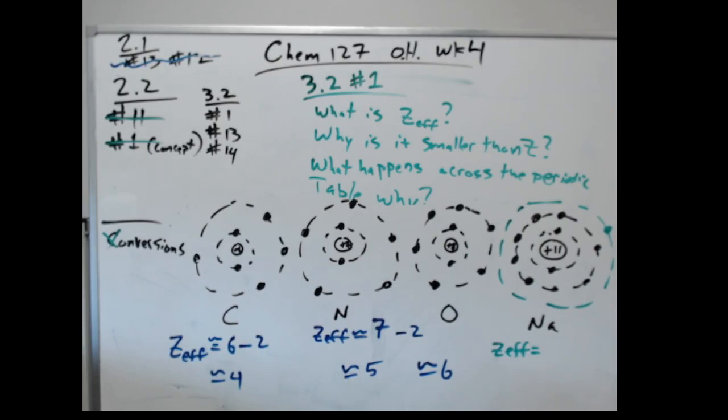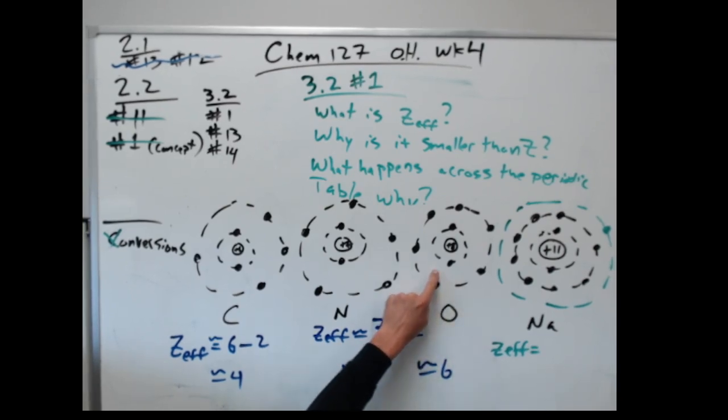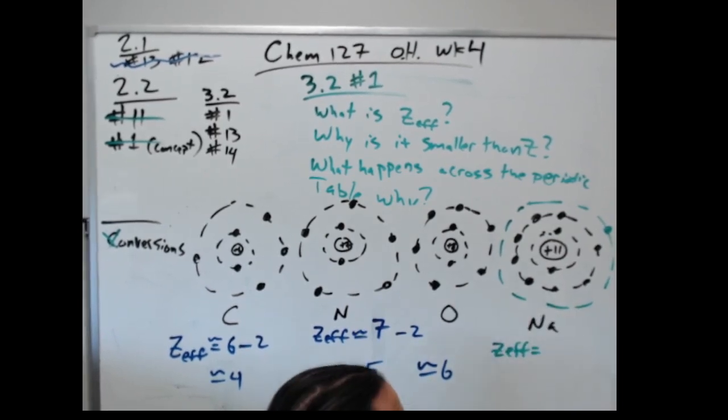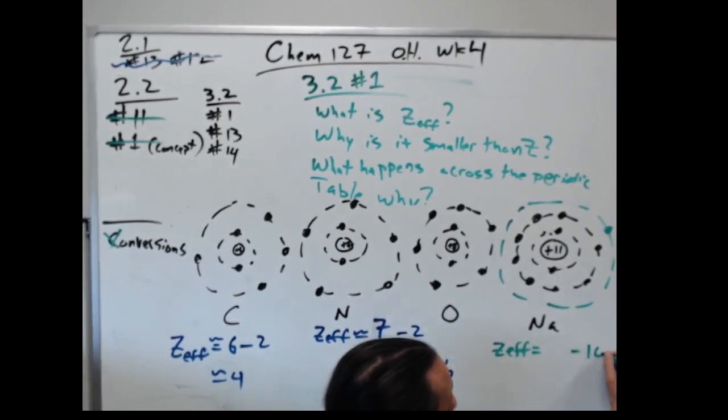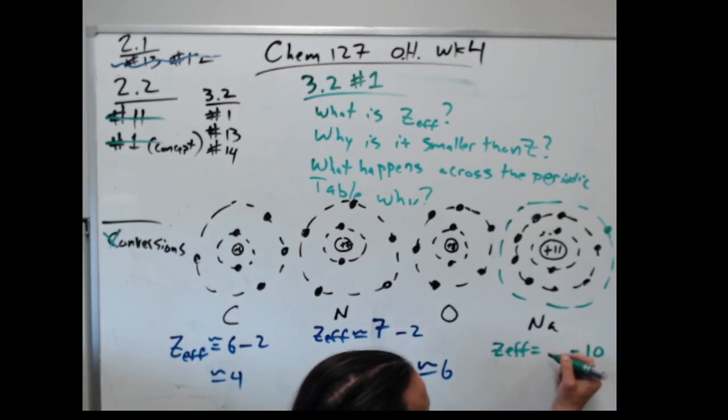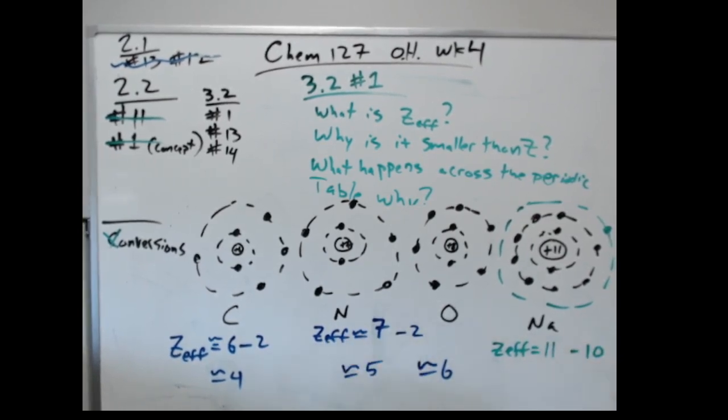Has my amount of core electrons changed? Has my shielding changed? By a little or a lot? It was 2 here. It's 10 here. Our shielding has gone up dramatically. My shielding has jumped up. Because I have to go to that next shell out, my shielding has increased. My nuclear charge is still 11, but my shielding has increased dramatically.